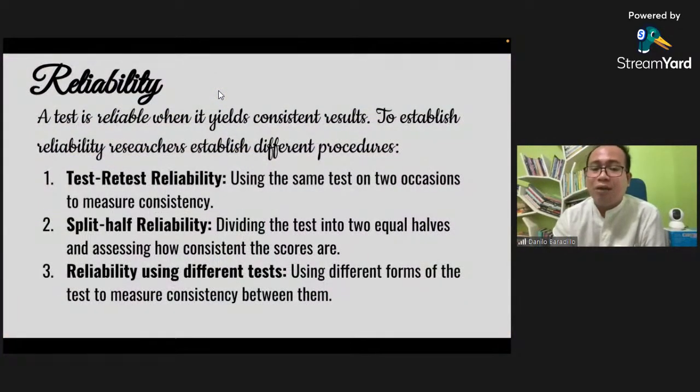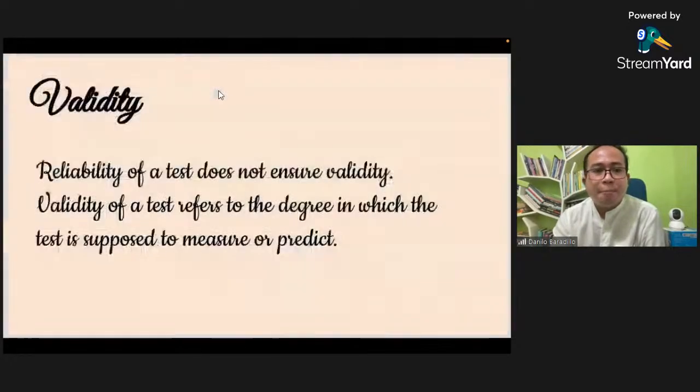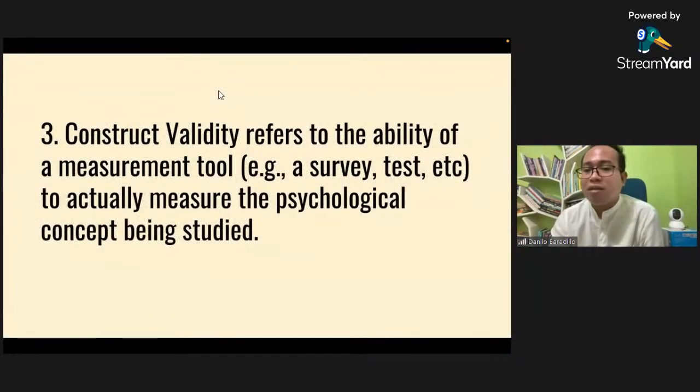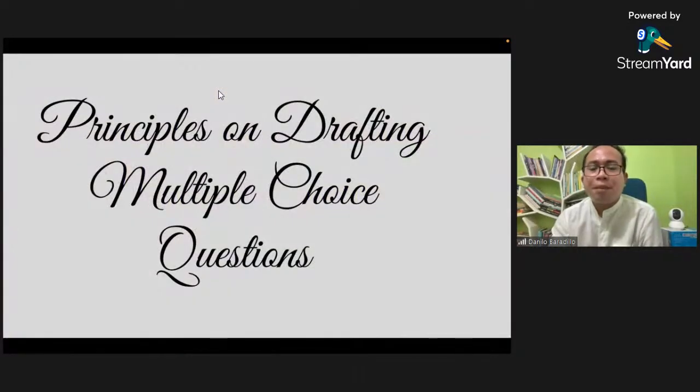So for reliability, we have split half, and then reliability using different tests. And then we also have validity, which means passing a test does not ensure validity, and validity of a test refers to the degree to which the test is supposed to measure or predict. Okay, so there is content, criterion, and of course, construct validity. Forgive me for skipping all those, because I think those are very, very simple and very, very common to everyone.